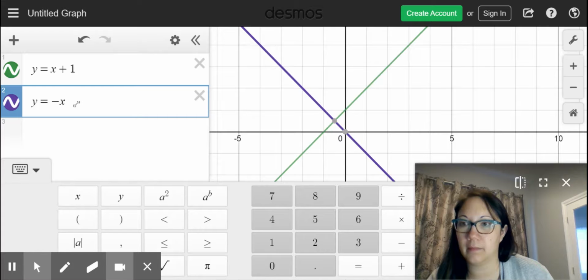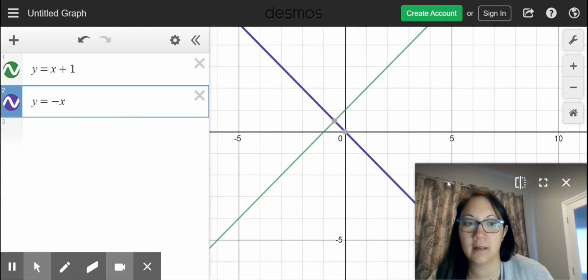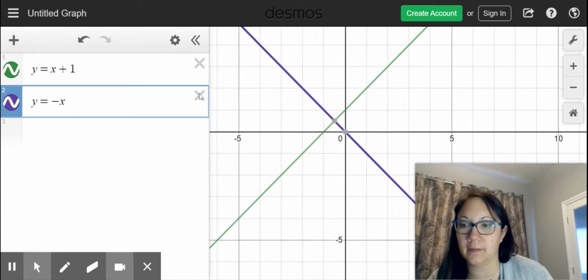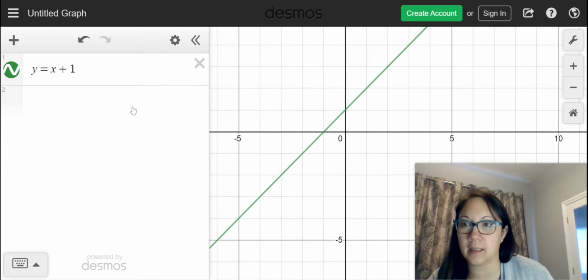Oh. My mouse is going a little bit crazy. Let's try this again. Here, I'm going to take this one off. Hide that. Let's try this again.